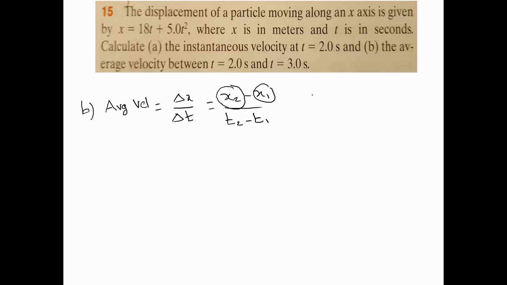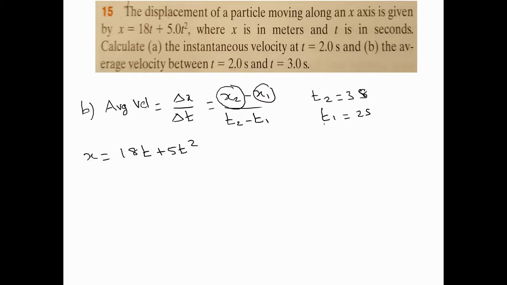Yep. Clear. But our time is given. What is our time 2? Our time 2 is 3 seconds. Our time 1 is 2 seconds. Clear? So time information is already given. The only thing we have to find is x2 position and x1 position. We have the basic equation. What is the equation given in the question? X is equal to 18t plus 5t square. Am I right?